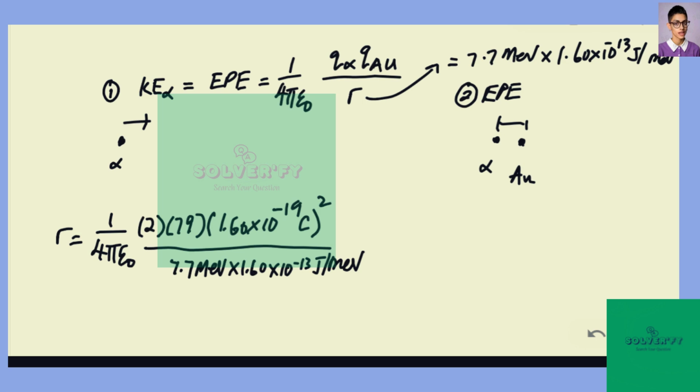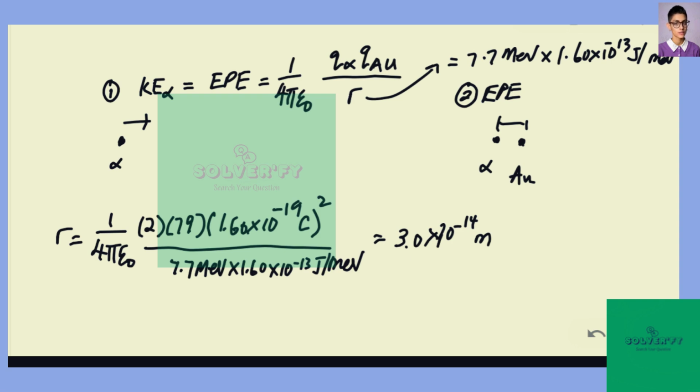Epsilon naught is the permittivity of free space, that is 8.85 times 10 to the power minus 12. Put it into the calculator, and we should get a value of 3.0 times 10 to the power minus 14 meters. So this is the distance of closest approach.